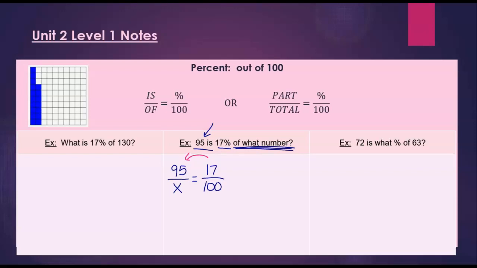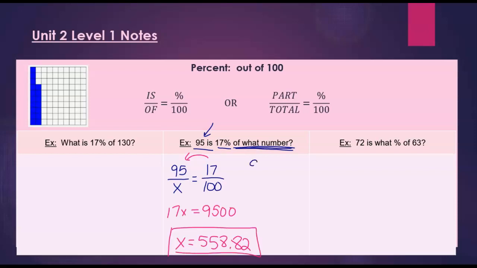All right, so 95 times 100 is 9,500, and 17 times x would be the other cross product. 9,500 divided by 17 is 558.82, and it's got a lot of decimals. So we would check to see what to round to and put that into Mobius.